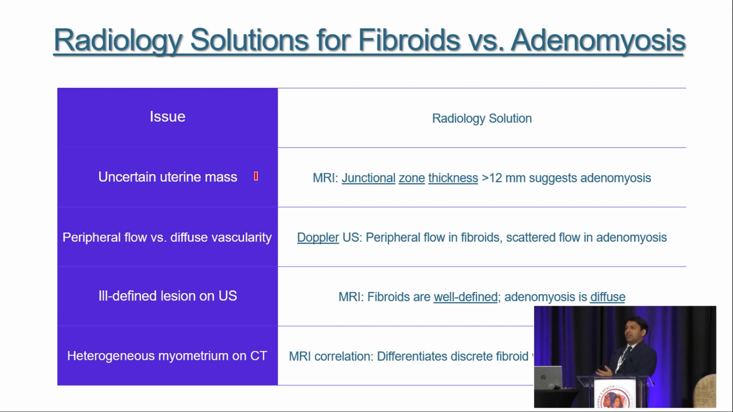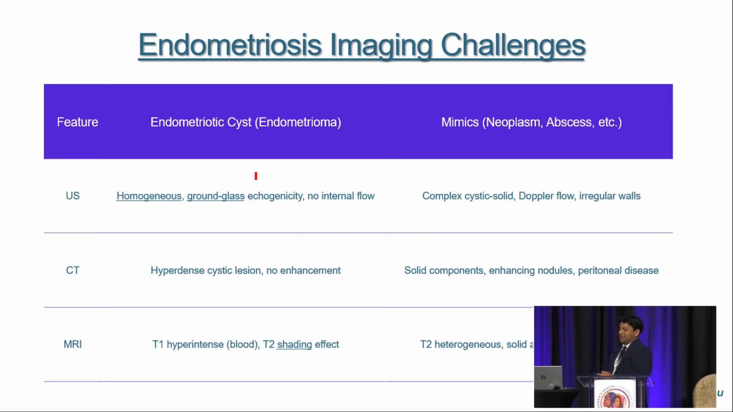Sometimes the CT cannot usually show the discrete lesions. In such cases, you can do an MRI, which will definitely show it as a discrete fibroid. So in most of the cases, you don't need any further evaluation as well.